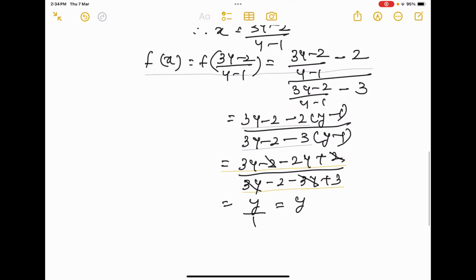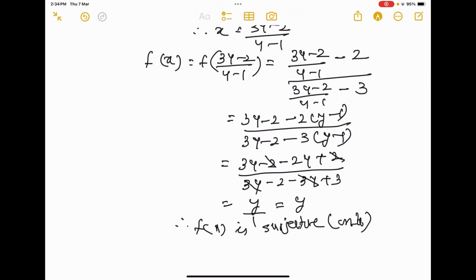This is the answer. So, if we get f of x, you substitute the value of that x in terms of y in the given function. If you reach the answer y, then it is onto. If it is not equal to y, it is not onto. That is the test for onto. So, f of x equal to y. Therefore, f of x is surjective. That is onto. Therefore, f of x is 1-1 and onto. That is bijective.